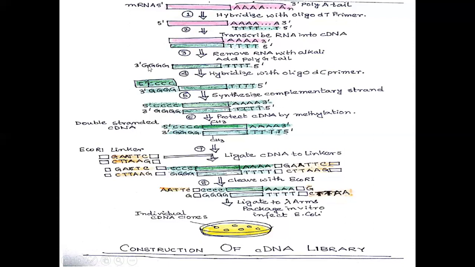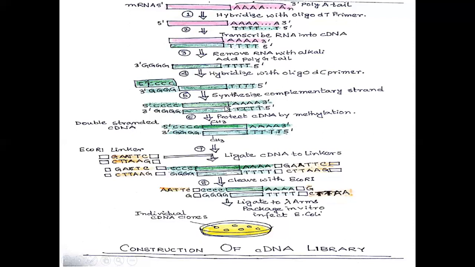And then we can add a poly G tail. Actually, this portion becomes the 5' since this was the 3' of the mRNA. This becomes 5'. So at the 3' end, we can add a poly G tail. This poly G tail is helpful for synthesis of the complementary strand of this DNA. Using an oligo C primer, we can now make the complementary strand of this DNA. Now our double-stranded cDNA is ready.